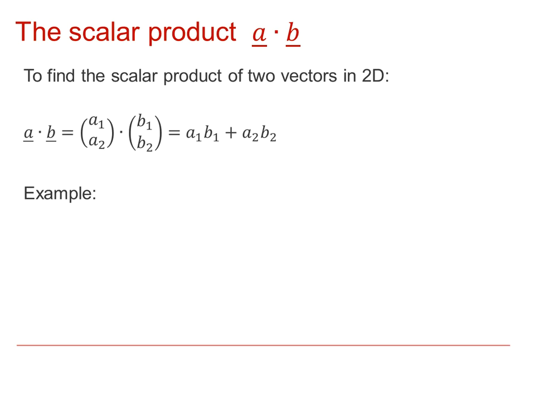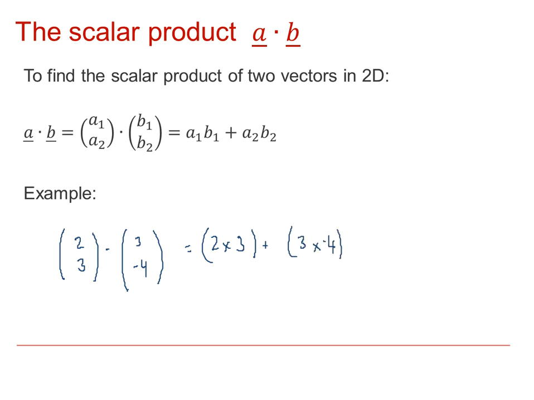So a simple example of that would be, for example, if A was the vector 2, 3 and B was the vector 3, negative 4, then A dot B would be equal to 2 multiplied by 3 and then plus 3 multiplied by negative 4. And that gives us a total of negative 6.